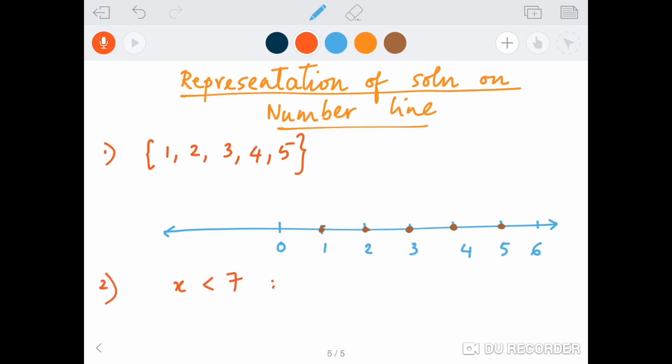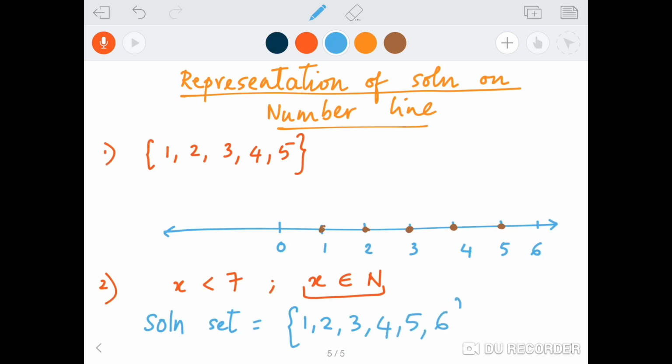We are looking at all numbers that are less than 7 such that x belongs to natural numbers. So you're looking at all natural numbers that are less than 7. So think of all natural numbers that are less than 7. Your solution set would be 1, 2, 3, 4, 5 and 6. All natural numbers that are less than 7.